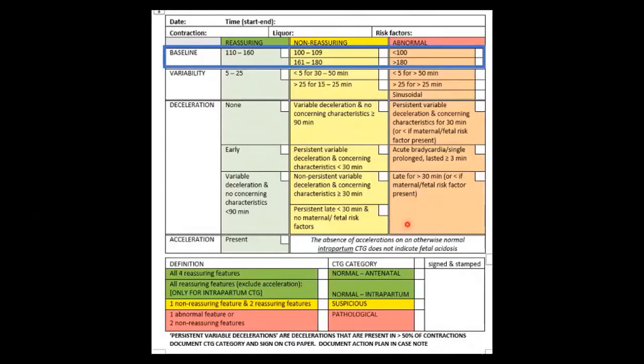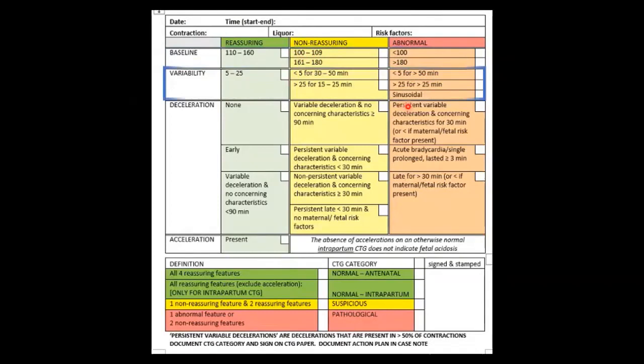Okay. So first of all, you have already defined your risk factors. You fill up here, then your contraction, then you look into the baseline. So a reassuring feature of a baseline is when it is 110 to 160. But if, let's say, it is 100 to 109 for more than 10 minutes, then it is non-reassuring. Or you have a fetal heart rate baseline of 170, so it falls in between this category, so it's also non-reassuring. But if, let's say, it is more than 180, it is abnormal.